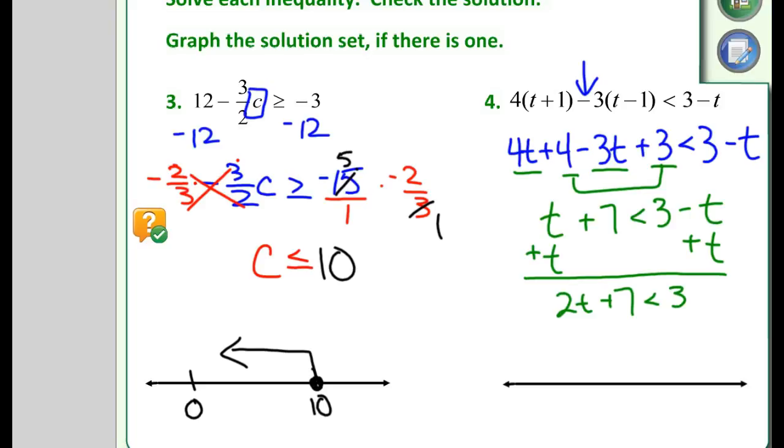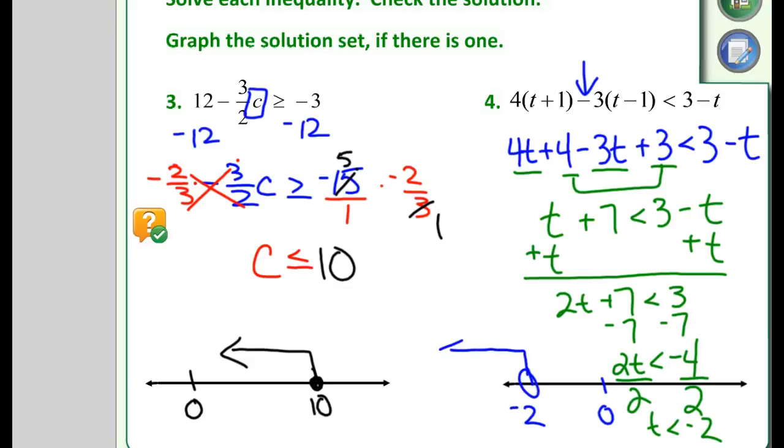We're going to subtract 7 from both sides. And so now I've got 2t is less than negative 4. And then if we divide both sides by 2, we've got t is less than negative 2. I kind of ran over my number line there, but let's go ahead and put 0 here. We'll put negative 2 to the left of 0, open dot, and then our arrow goes to the left.